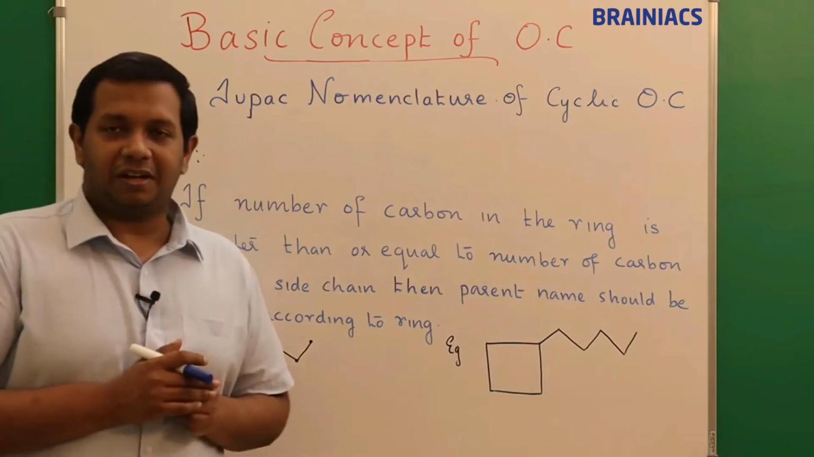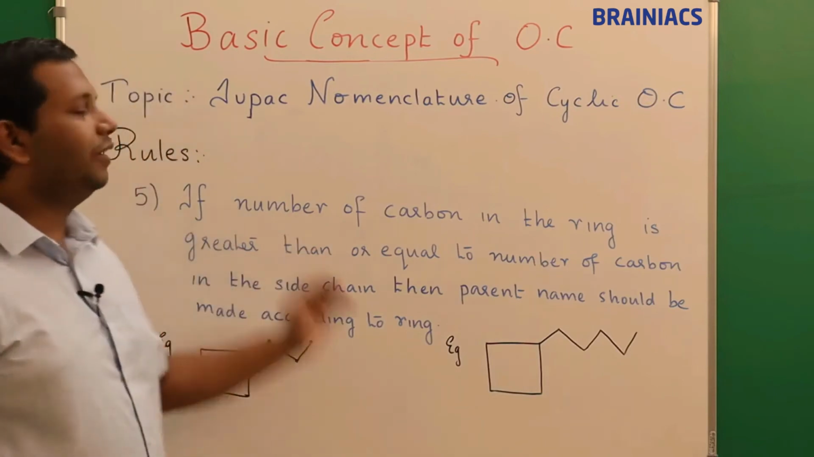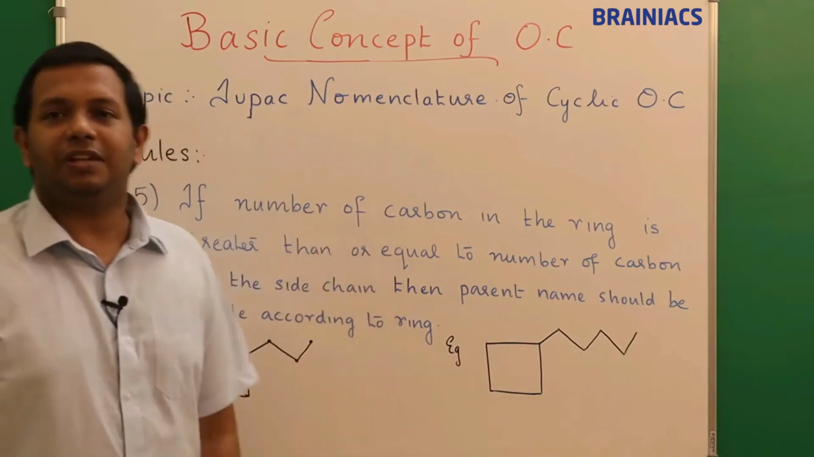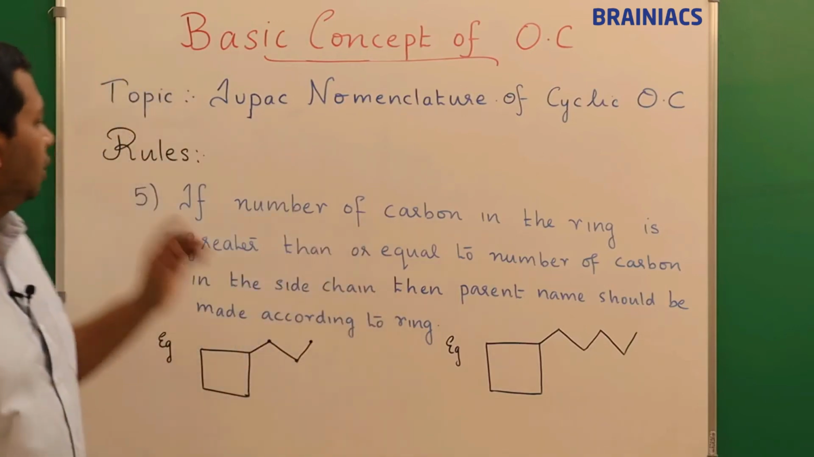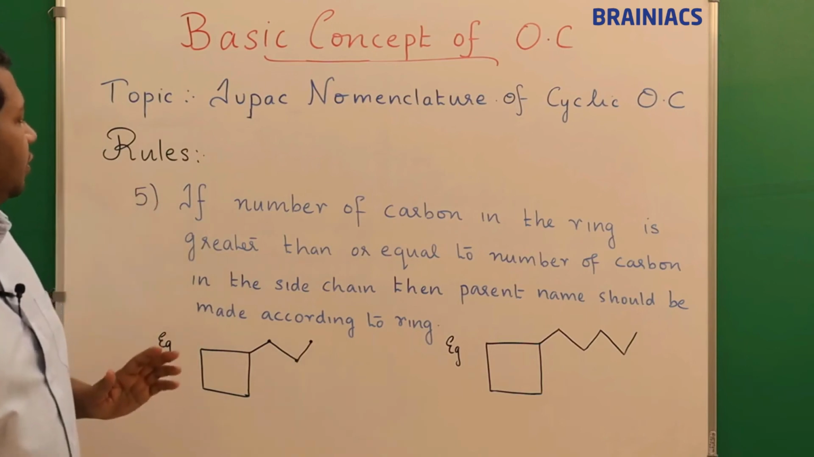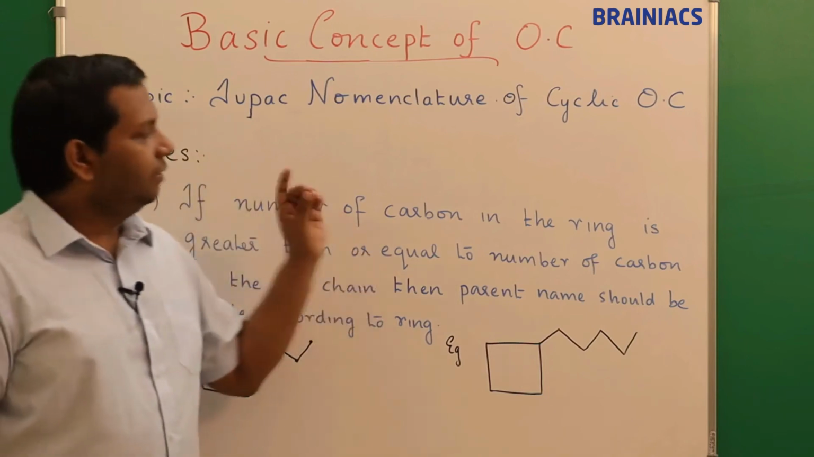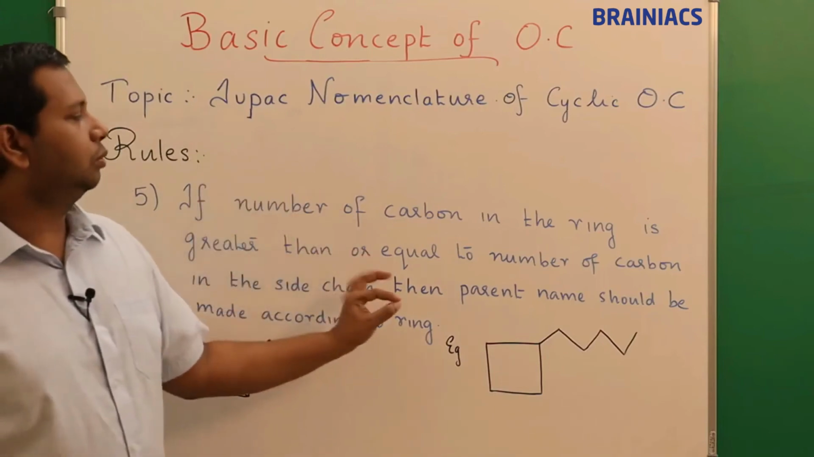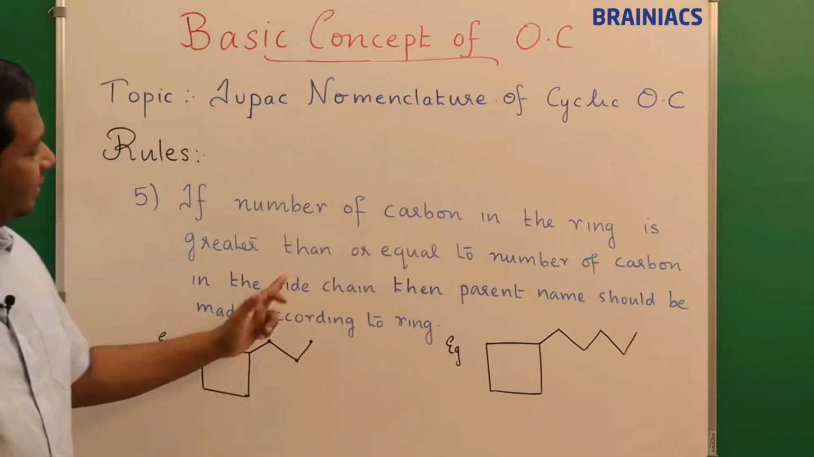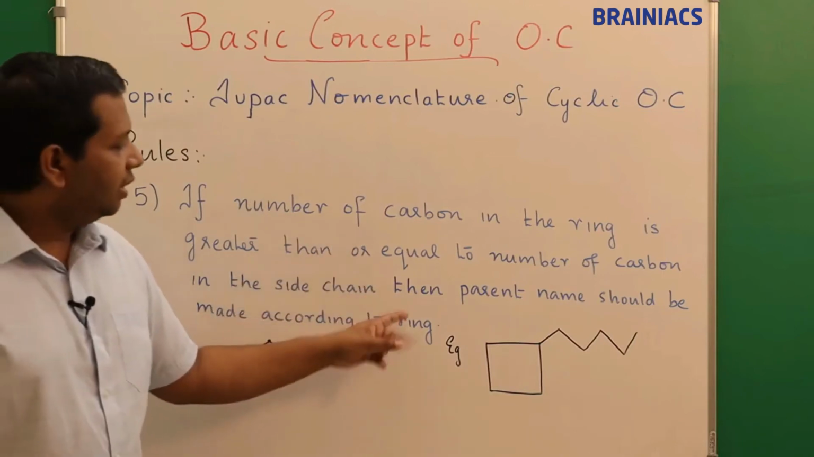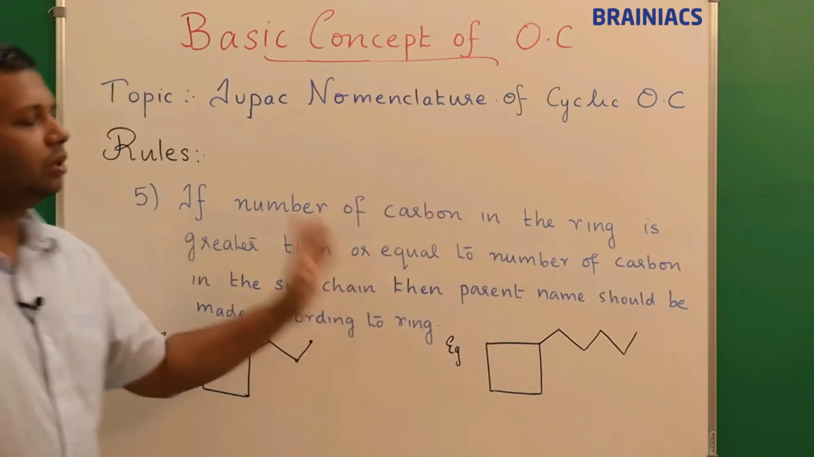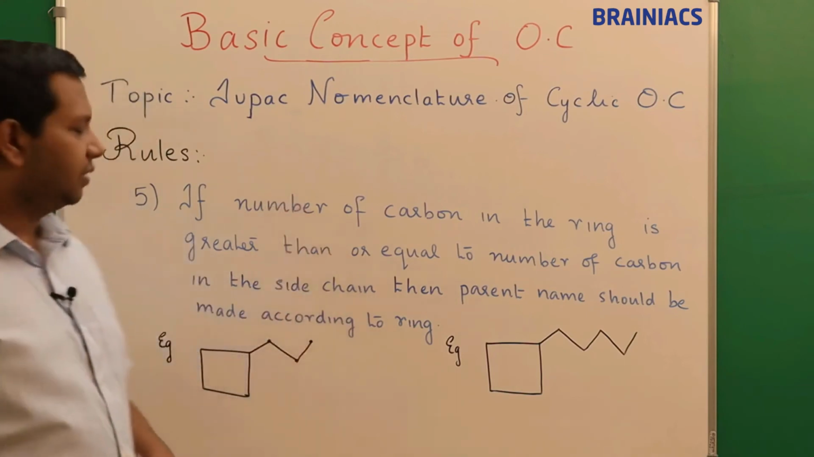Okay, so we are coming to the last rule. I may say this is the golden rule. They can ask you this rule or questions related to this rule for the NEET exam. Very, very important. Okay, so I will read the rule. If the number of carbon in the ring is greater than or equal to the number of carbon in the side chain, then the parent name should be made according to the ring. Okay, we will see what it is actually.